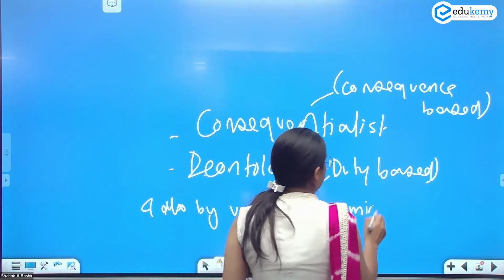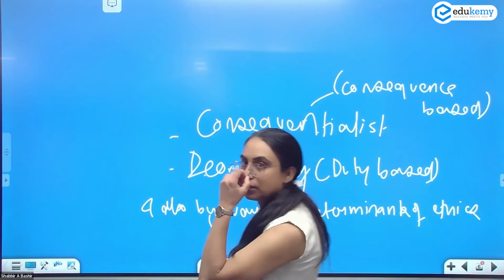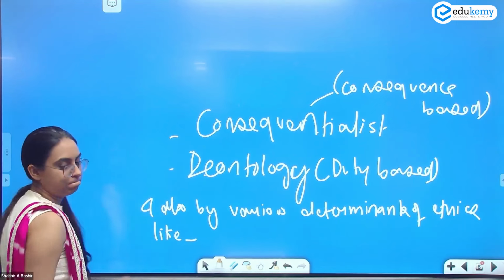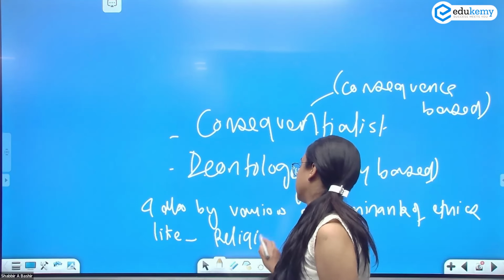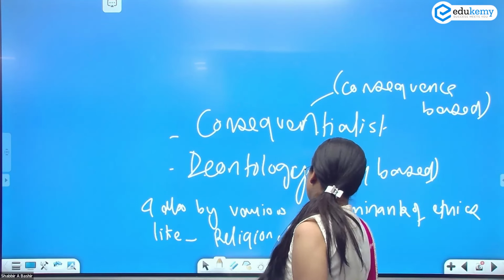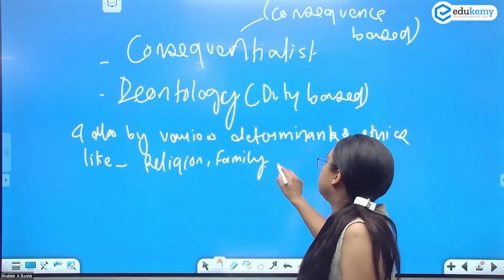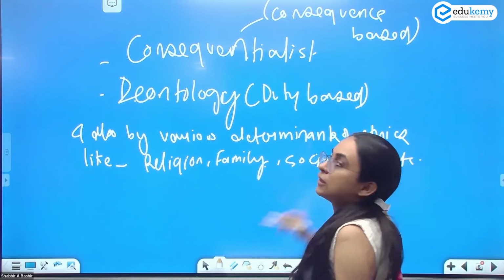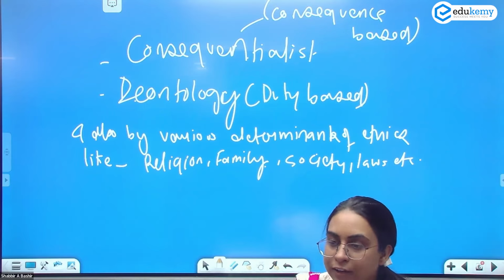determinants of ethics, like religion, family, society, laws, etc. Okay, so we were looking at ethics, aptitude and integrity.